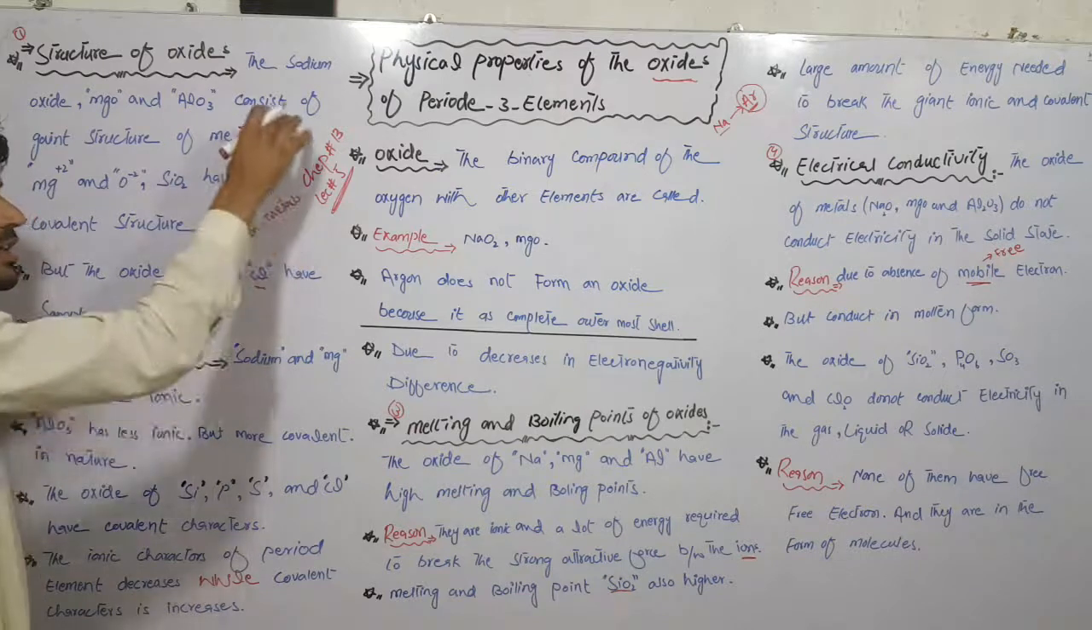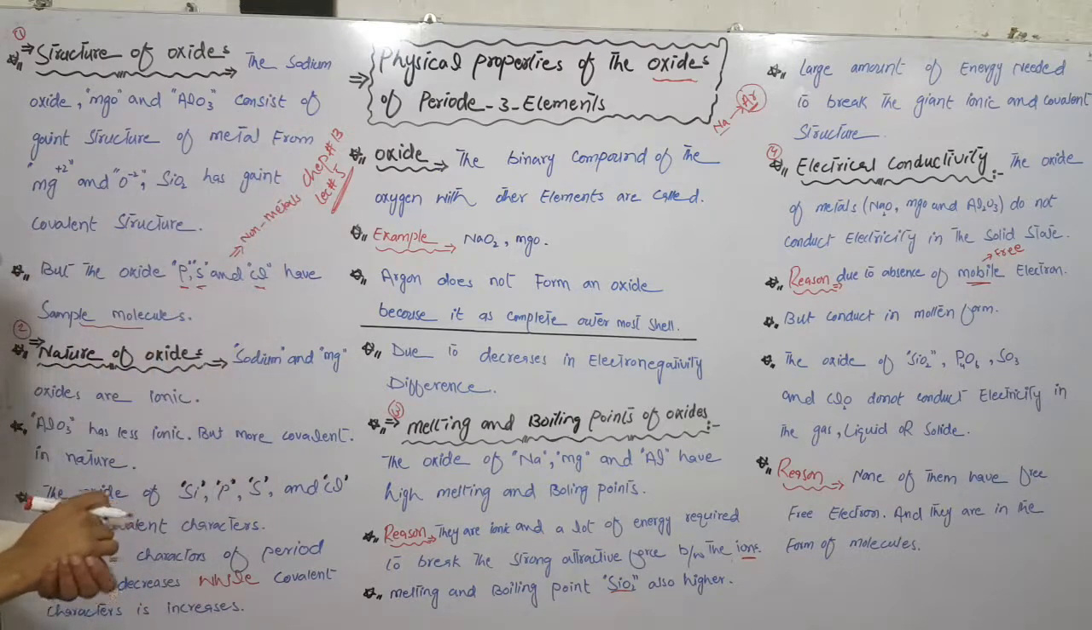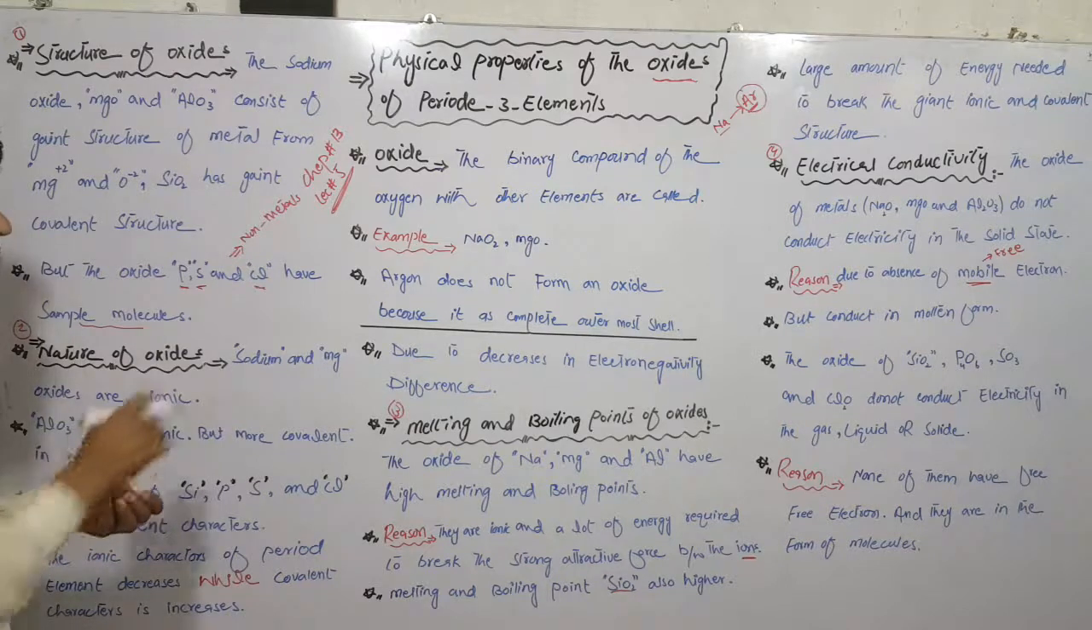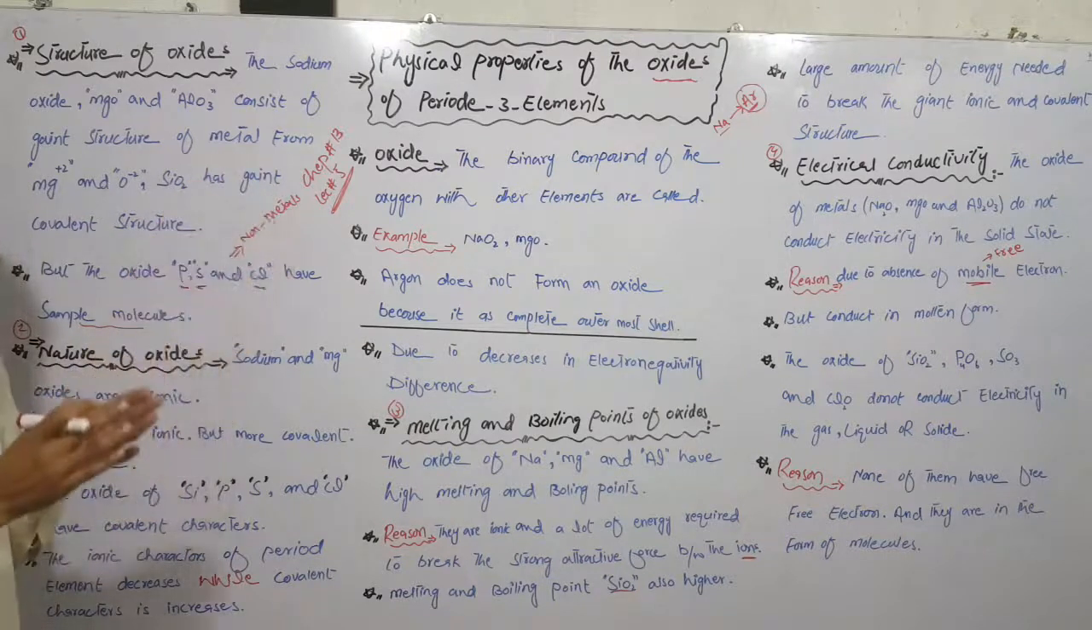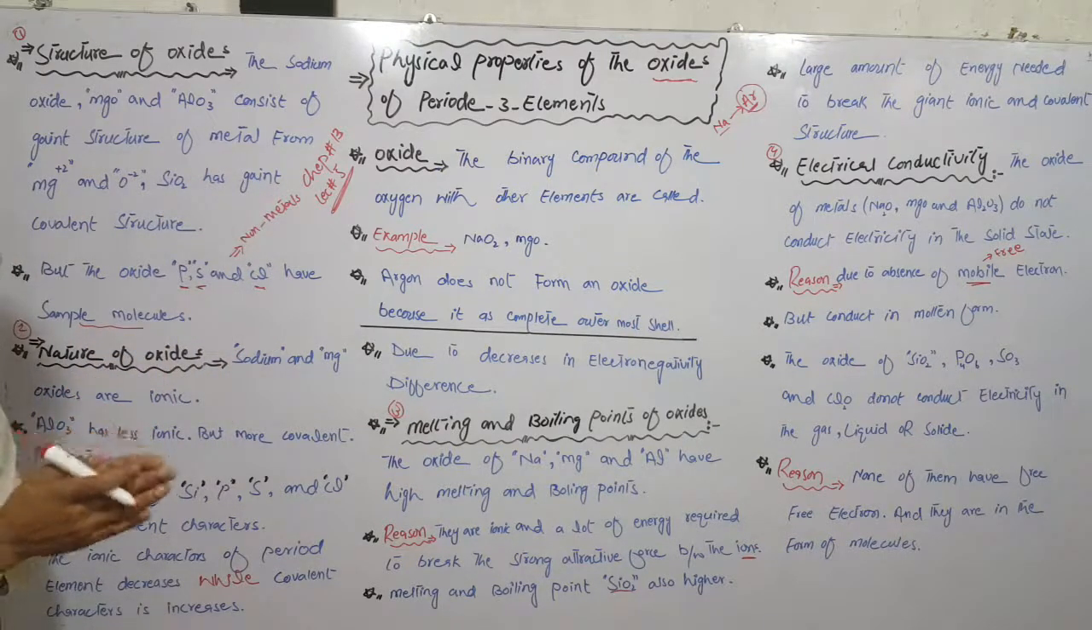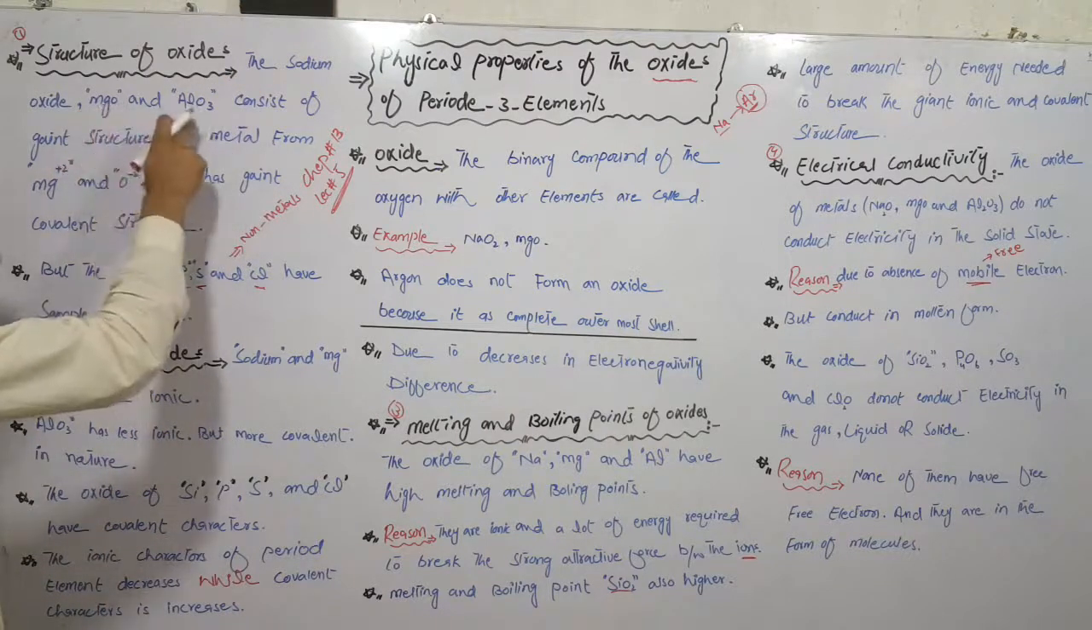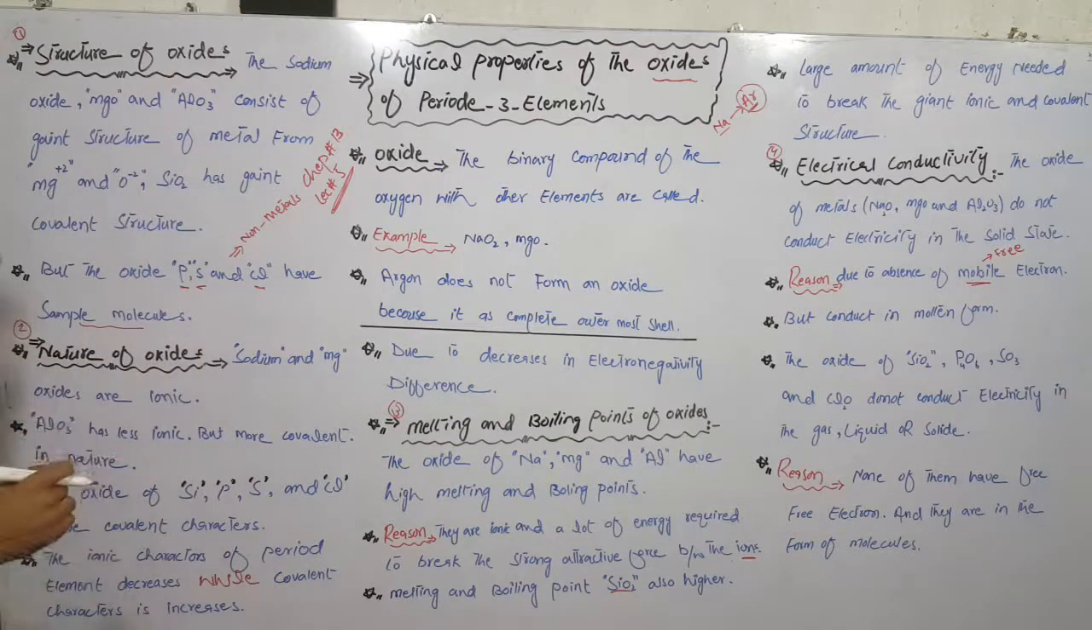A large amount of energy is required to break the giant structures, but here a smaller amount of energy is required. Here they have weak intermolecular forces, but there strong bonding is present in sodium, magnesium and aluminum oxides. For the simple molecules, not that much energy is required to break them. So this was our first physical property.